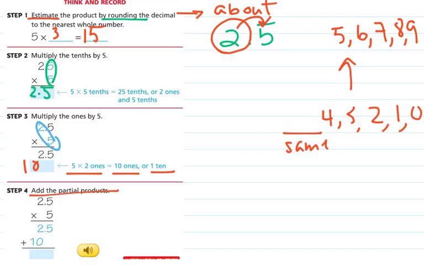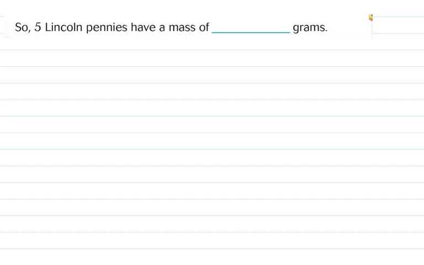Now, boys and girls, the last step is to add the partial products. So we're going to add up our partial products. We have 5 tenths plus no tenths, which is 5. 2 ones plus 0 ones is 2. 1 ten plus no tens is 1. So our answer, boys and girls, is 12 and 5/10. And if we go back and check it against our original estimate, boys and girls, 15 is very close to 12 and 5/10. So 5 Lincoln pennies have a mass of 12 and 5/10 grams.